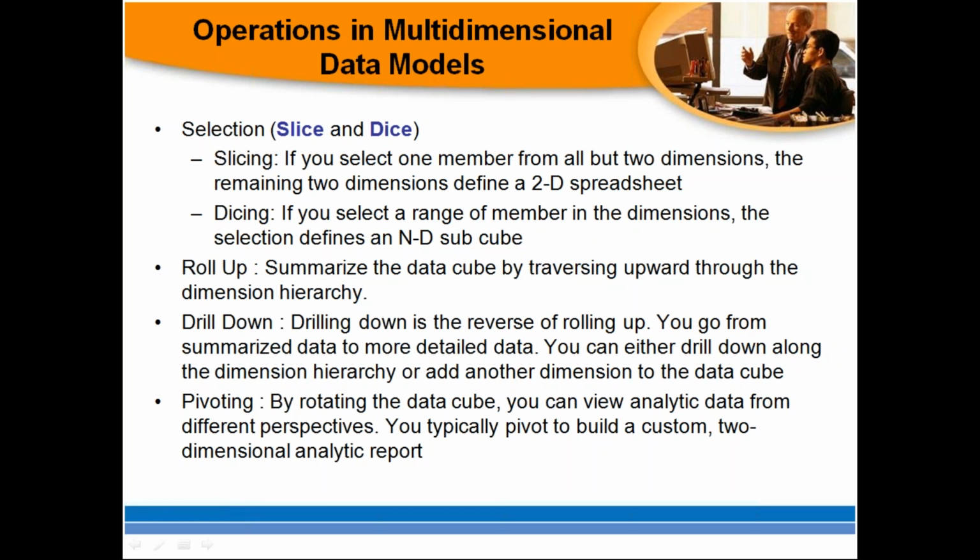Next, I'll come back to dicing. What is dicing? Again, I'll read the definition for the sake of reading. If you select a range of members, look at that: in slicing it says one member, and in dicing, if you select a range of members in the dimensions, the selection defines an ND subcube. Dicing is nothing but, see, an example again. I'll come back to the cake example.